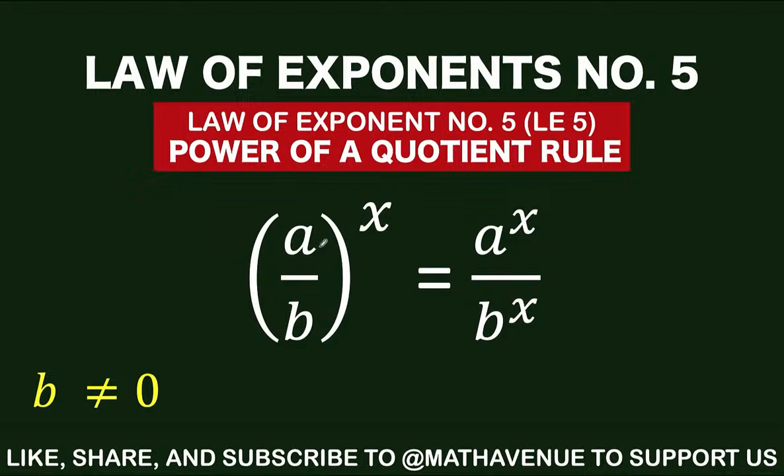The numerator a is raised to the exponent x divided by another exponential number, b raised to the same exponent. So from one number in exponential form with a fractional base, that becomes two numbers in exponential form. One is in the numerator and one is in the denominator.